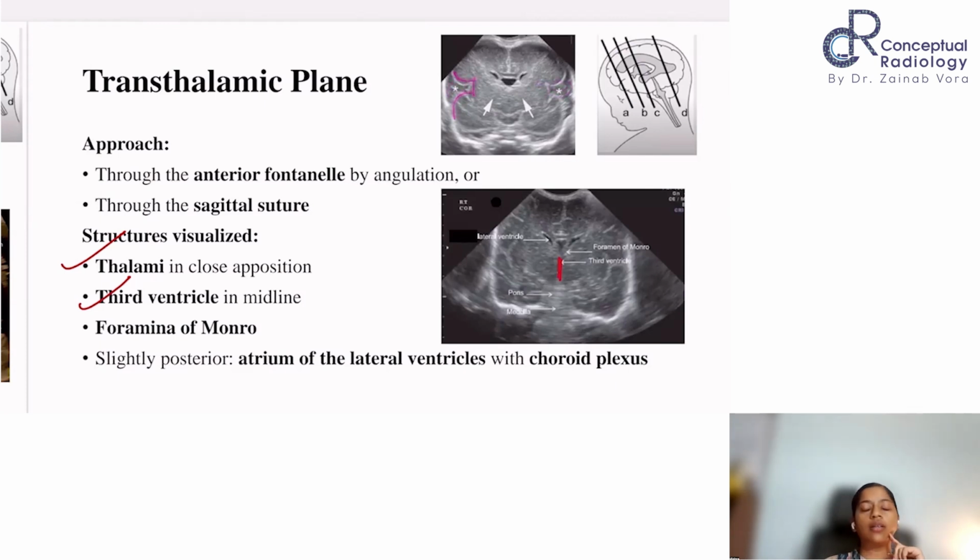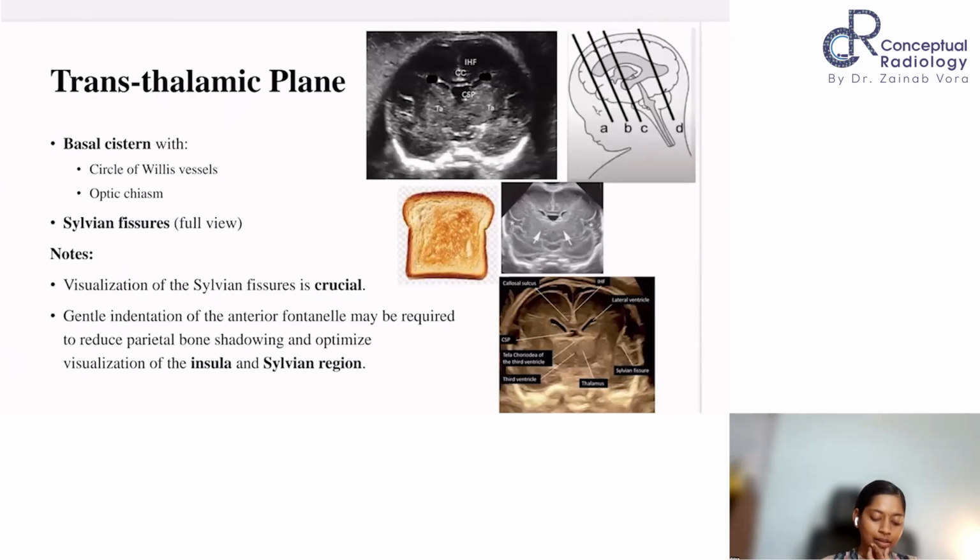So what is this? In transfrontal plane, we saw olfactory sulci. So what is this? This is Sylvian fissure. Very good. Now the Sylvian fissure reminds me of a toasted bread. So this shape should be maintained.